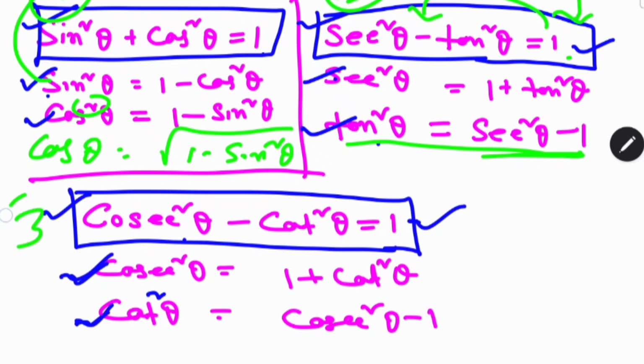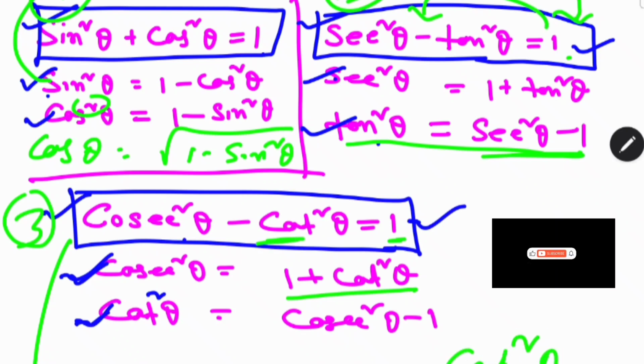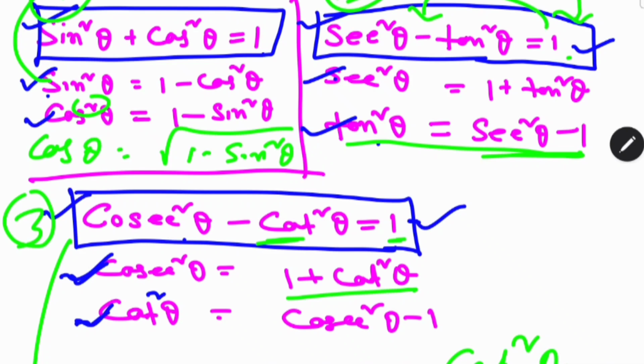In the same way, the third formula we have to remember is cosec square theta minus cot square theta equals 1. From here, if we need cosec square, the cot square will be shifted to this side, so it becomes 1 plus cot square theta. When we need cot, we do it this way: this cosec square theta and this 1 are shifted here, and the minus cot is shifted to that side, becoming positive cot square. We write it this way: cot square theta is equal to cosec square theta minus 1. Hope you understood.